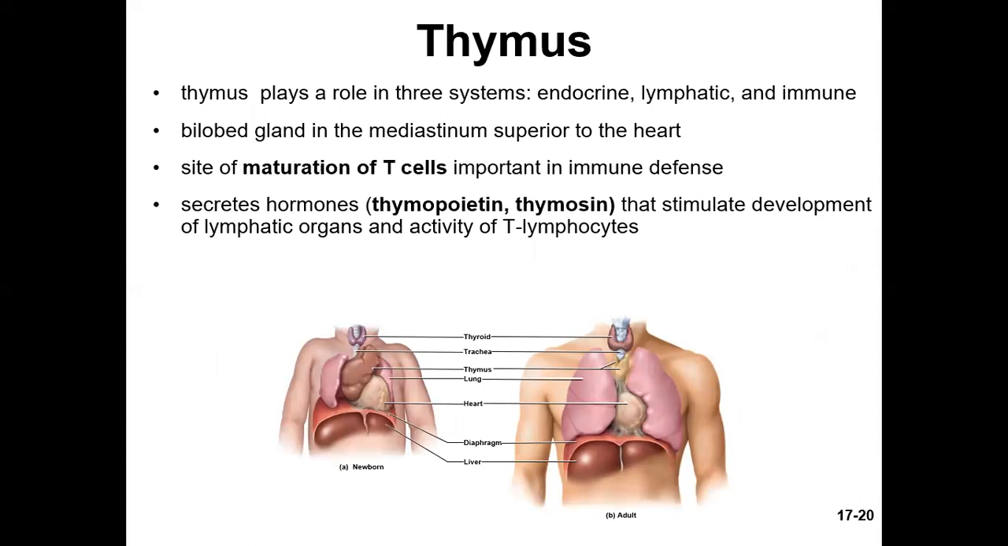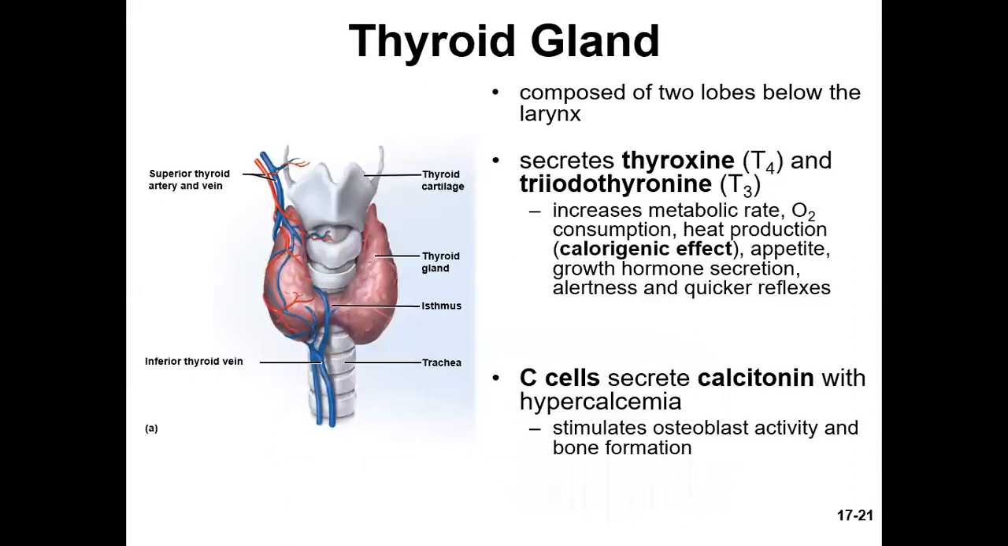Here's a little bit more information on our thymus. Our thymus, remember, I mentioned it's endocrine. I don't think I mentioned that it's lymphatic and immune in function. And when we go into next semester talking about the lymphatic system and the immune system, we'll see the vast differences. So it is a bilobed gland, again, that sits there, maturation point for T cells that I already mentioned. It's responsible for secreting thymopoietin and thymosin. These guys stimulate the development of lymphatic organs as well as the activity of the T lymphocytes.